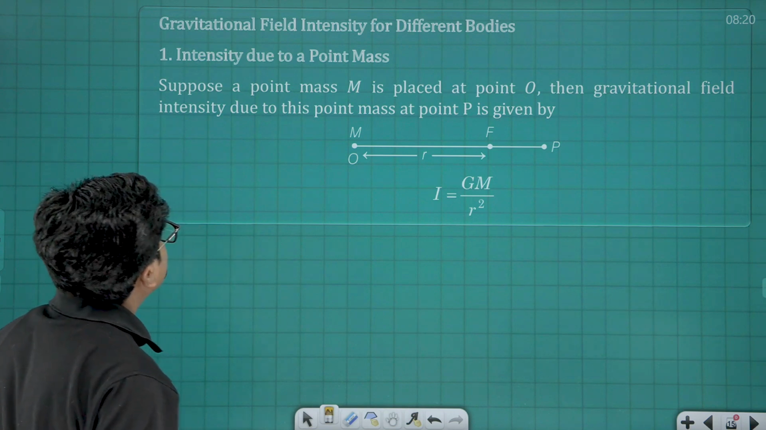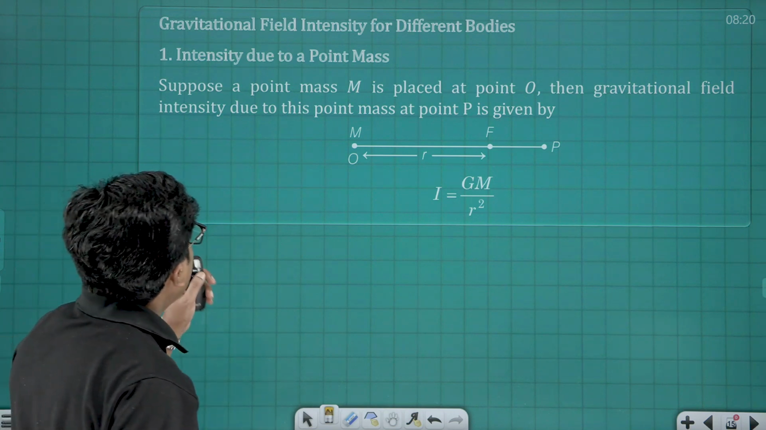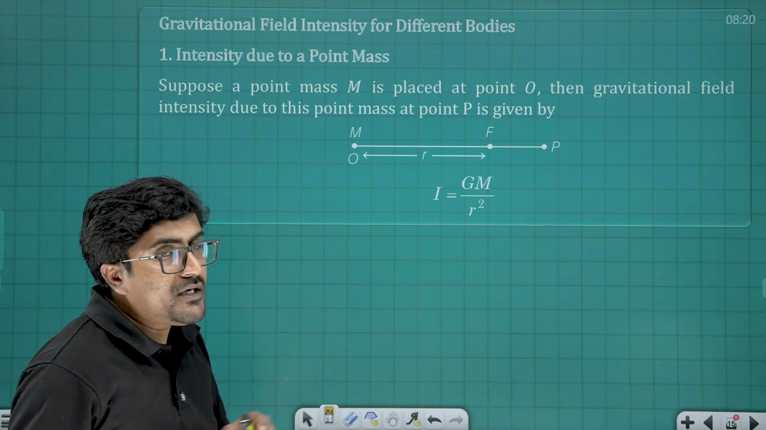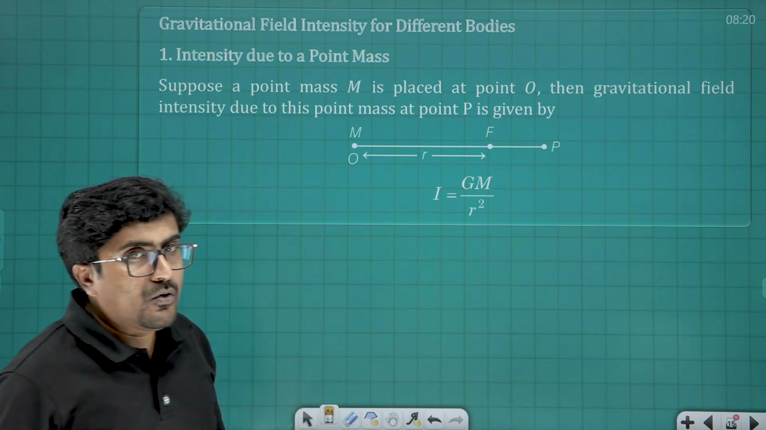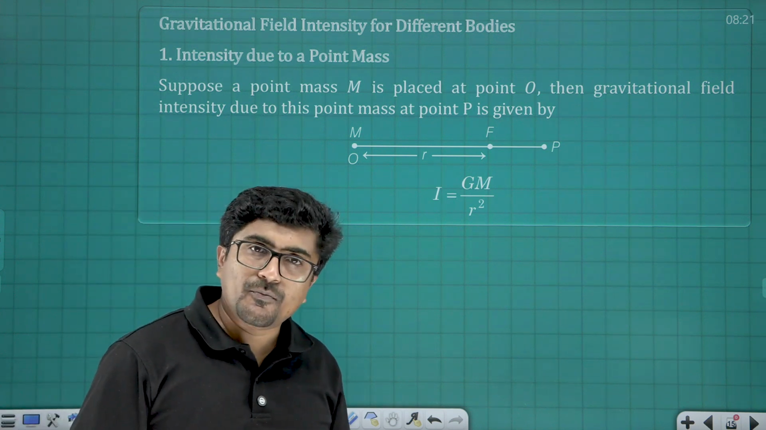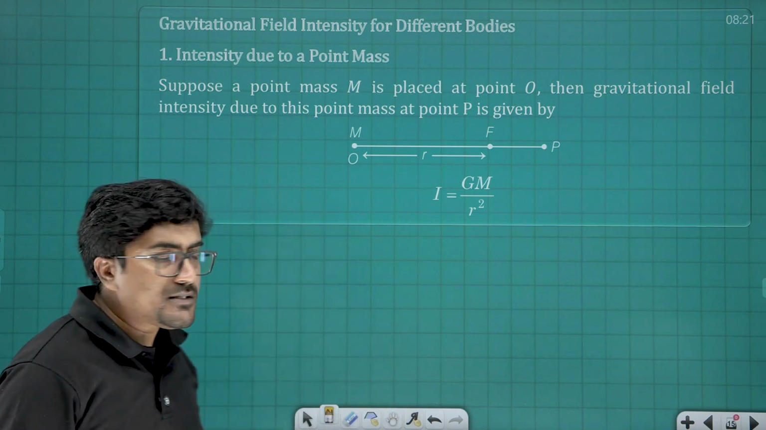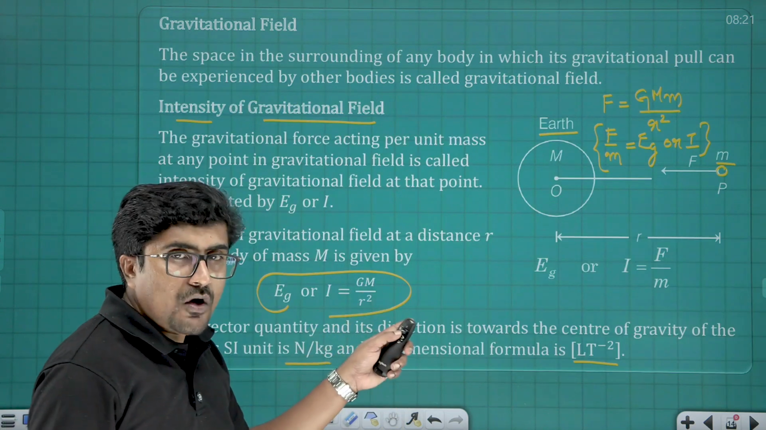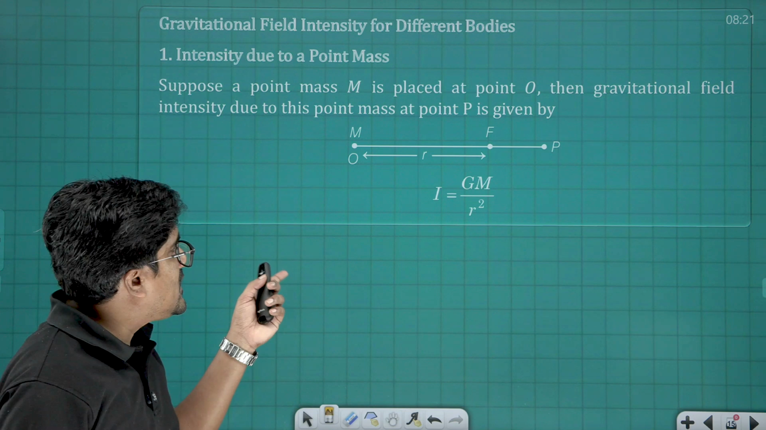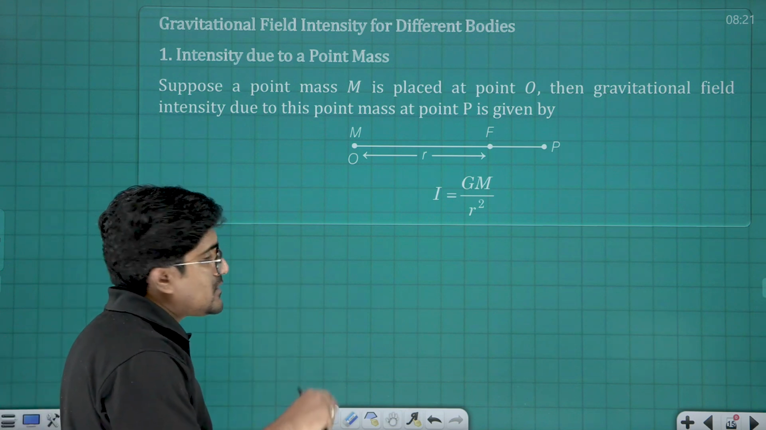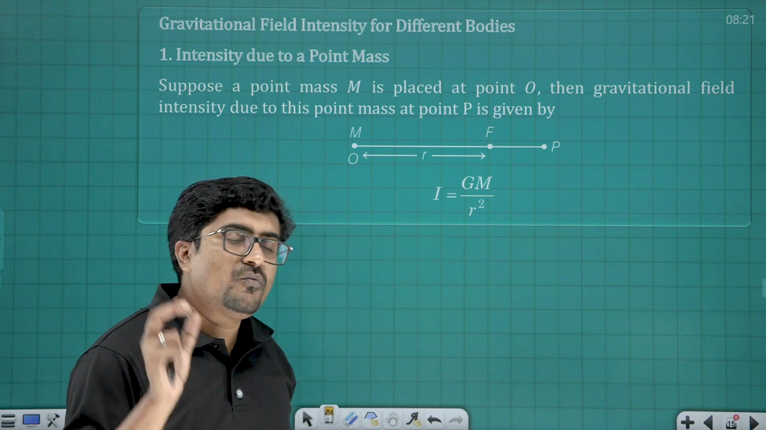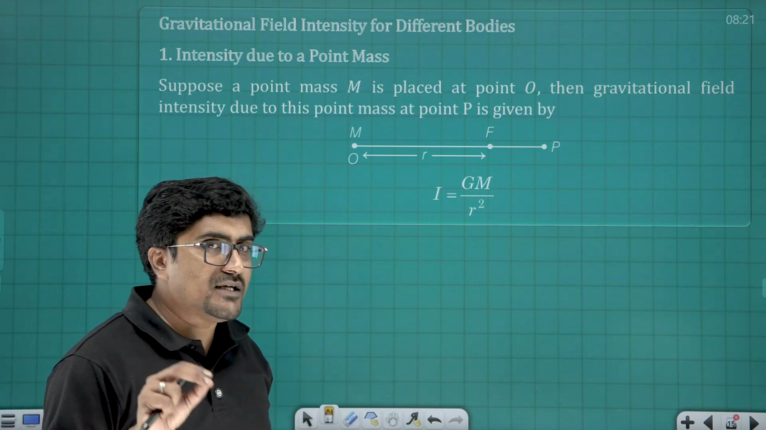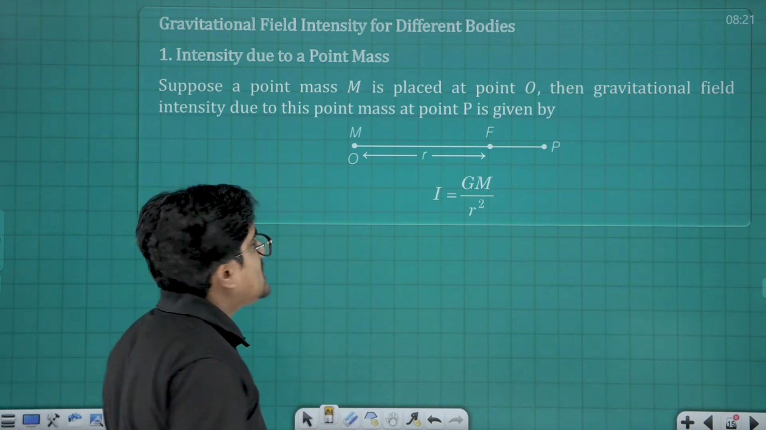Moving to the next, gravitational field intensity due to different mass distributions. Numerically, this particular part is again going to be very important for you. First one, due to a point mass. So here we discuss the case of the Earth. It's going to be the same here. Because again I repeat, if we take any point outside the sphere, we assume that the mass is focused at the center. The same concept is used here.